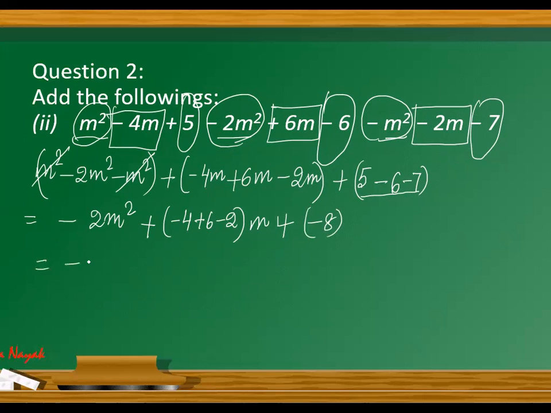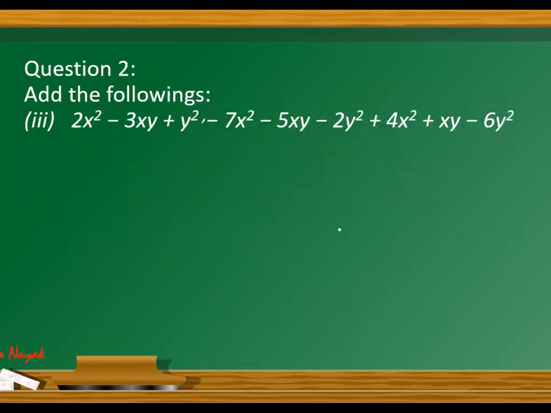So this answer is minus 2m square. How much m is there? Oh my god, it is 0. 0 m plus 0. 0 m minus 8. So the answer will be minus 2m square. 0 m no need to write. You'll write minus 8. So m square minus 2m square minus m square is minus 2m square, minus 4m plus 6m minus 2m is 0, 5 minus 6 minus 7 is minus 8. Correct.